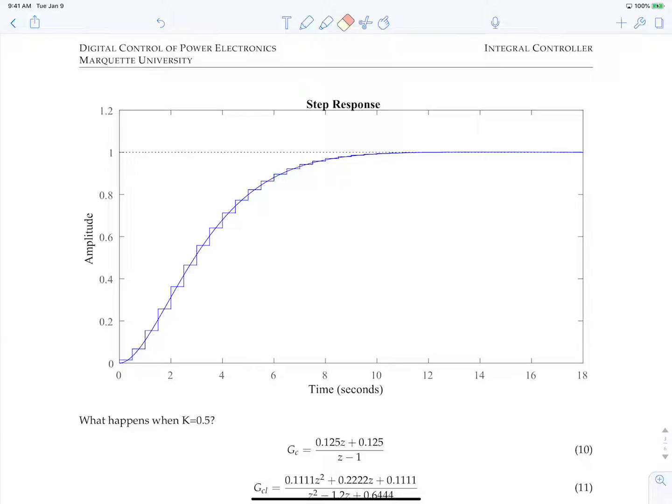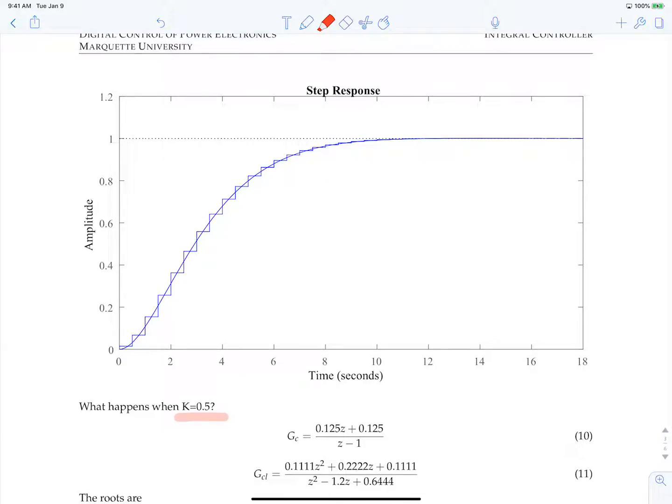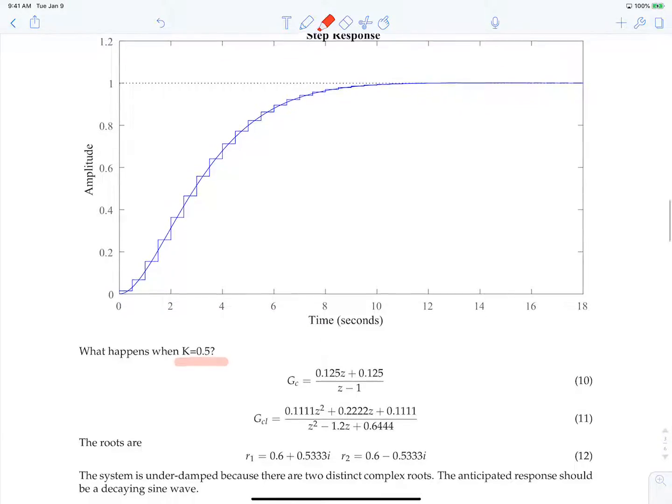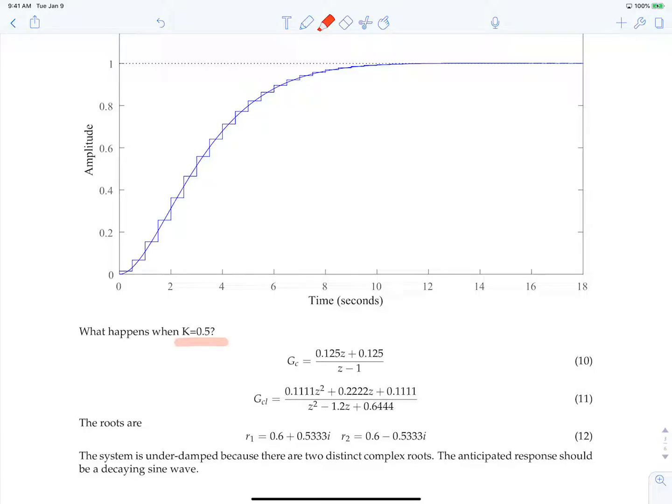Next, let's increase K a little bit. Let's go to 0.5. So now those poles are going to move again on us. Okay, so where do those show up? If we calculate our controller, we can easily do that, plug it into GCL. That's what we'll get for the closed loop response. So we'll have 10 is the controller and 11 is a closed loop response.